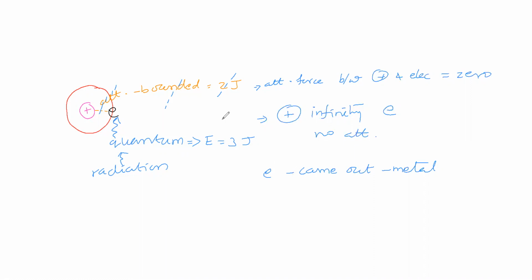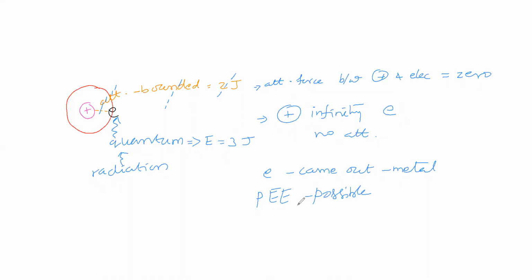Which phenomenon is possible? That means the metal went for which process? So you are saying that the photoelectric effect is possible. Okay, so the photoelectric effect is possible, you said.